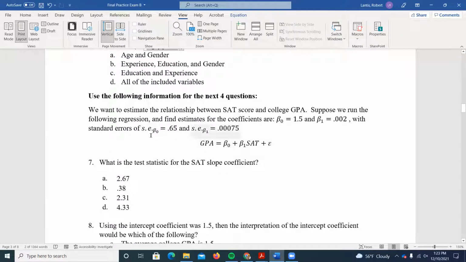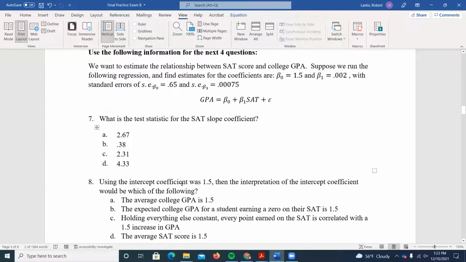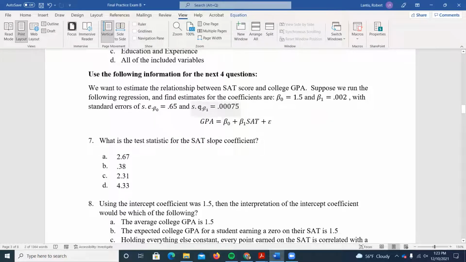Let's say I gave you a problem like this. We were trying to predict GPAs from SATs, right? I'm using similar examples as we've done in class, just so it doesn't get too much harder. And I end up with this intercept value being 1.5 and the SAT coefficient being 0.002. I give you the standard errors here. I probably won't do something like this, but if I've got my standard errors and my coefficients, how would I find the test statistic for that slope coefficient beta 1?